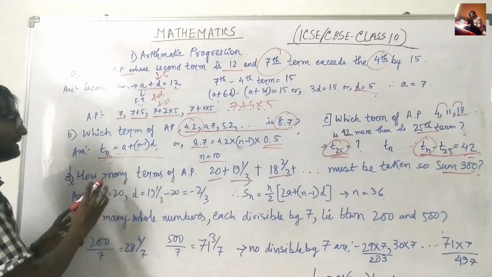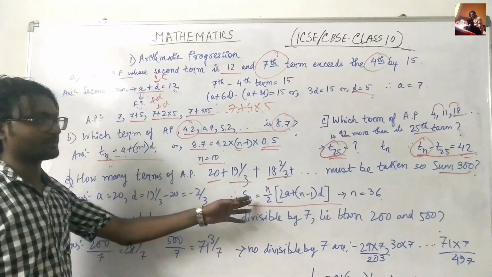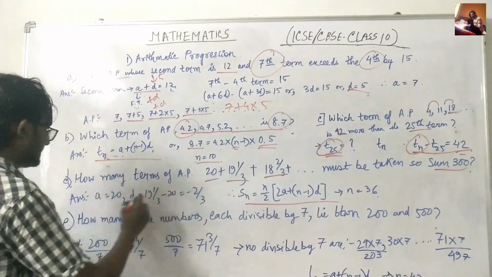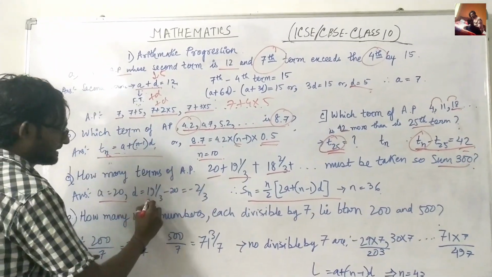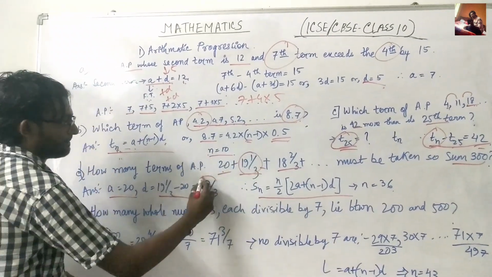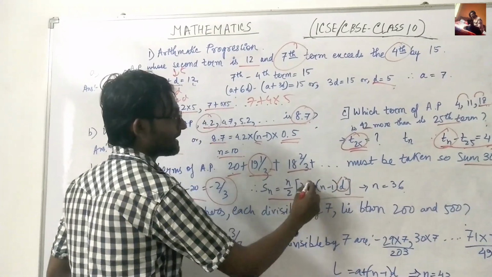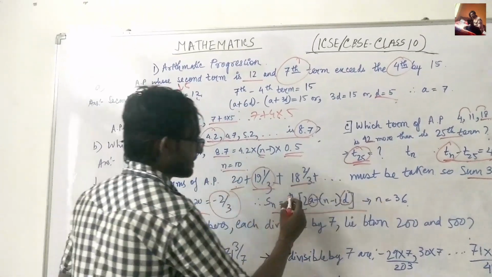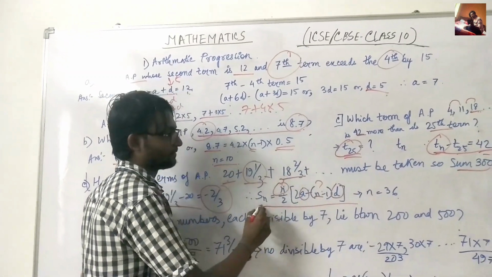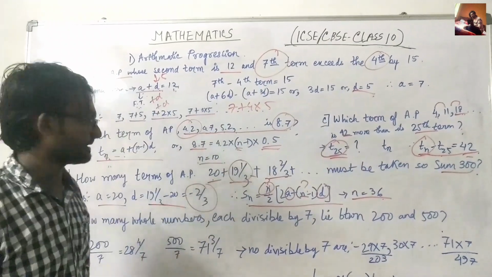So this is the formula, guys. I told you the basic formula in the last class as well. So this is the summation formula. Sum is over here 300. A is over here 20, D is minus 2 by 3. So you guys know D as well, and A you guys know. So how many terms? You have to find N over here. N you don't know, N you have to find out. Sum you know. After calculating, you guys will see that N will come 36.